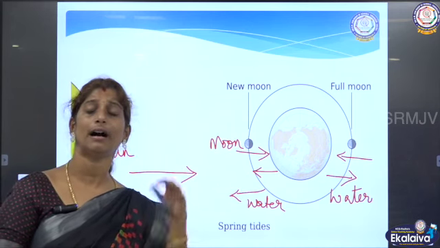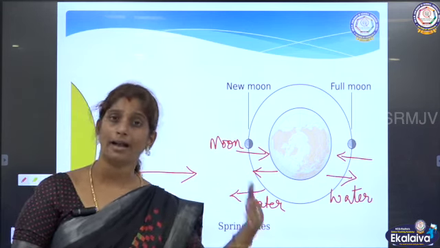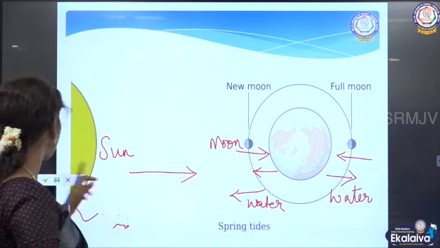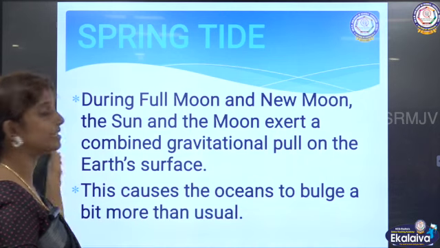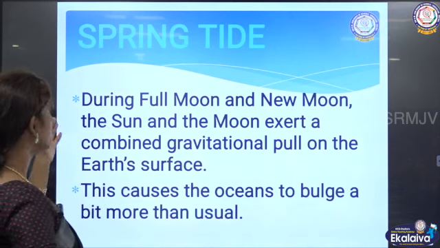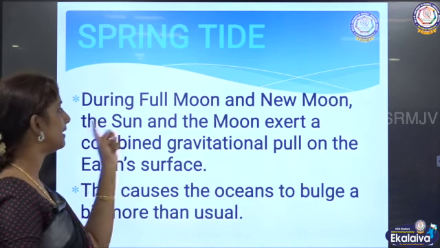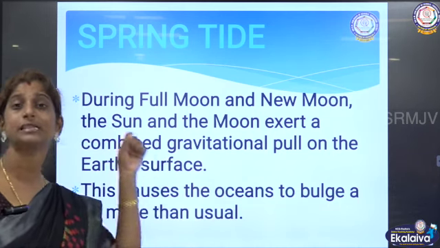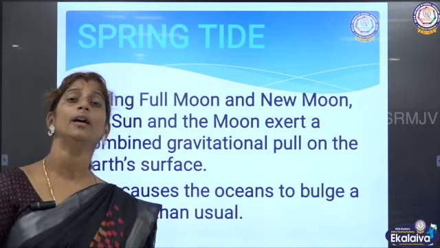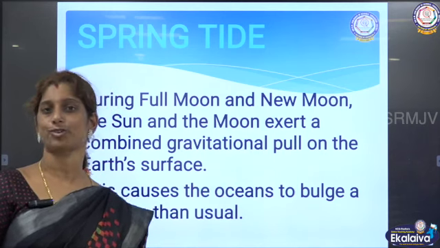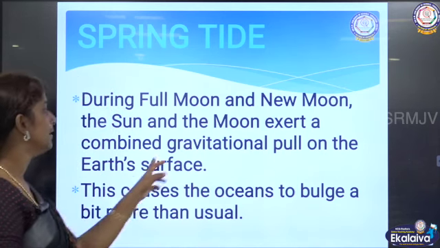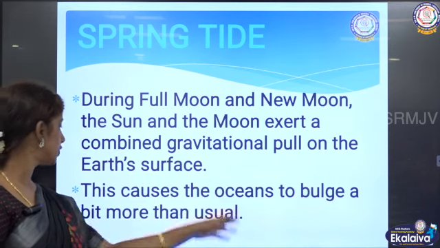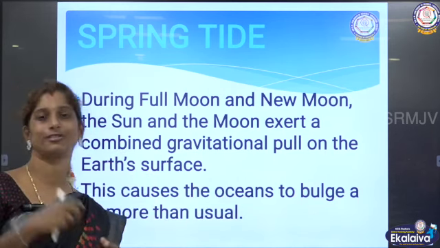So the high tide will be even higher, and in the same way the low tide will be even lower. Fine. So we will see what a spring tide is now. During full moon and new moon, the sun and the moon exert a combined gravitational pull. This combined gravitational pull has much impact on the surface of water. The gravitational pull on the earth's surface causes the oceans to bulge a bit more than usual.